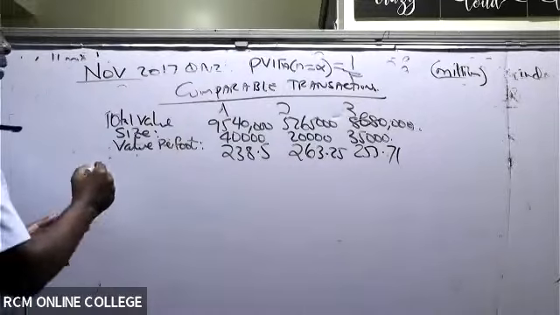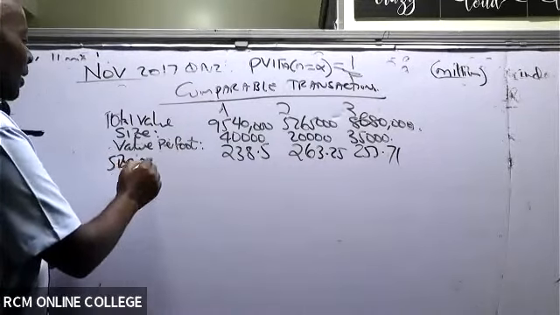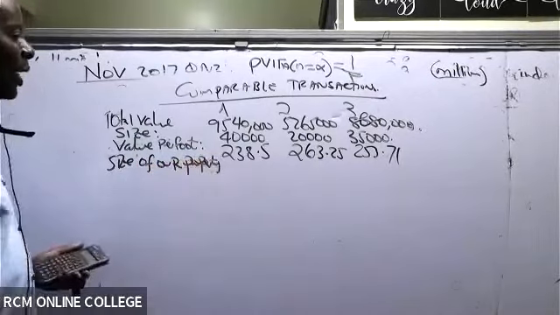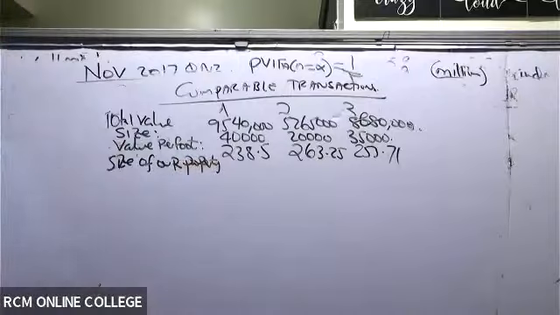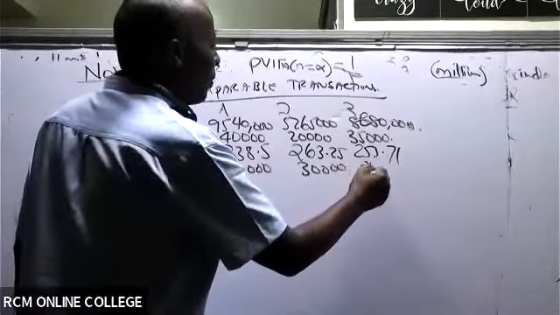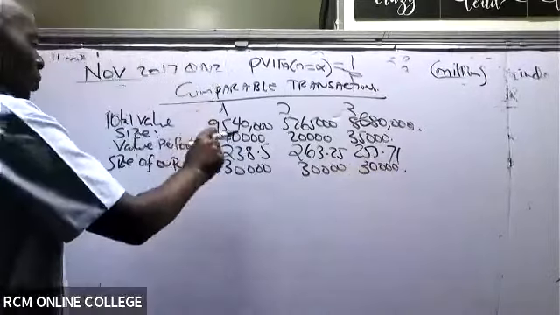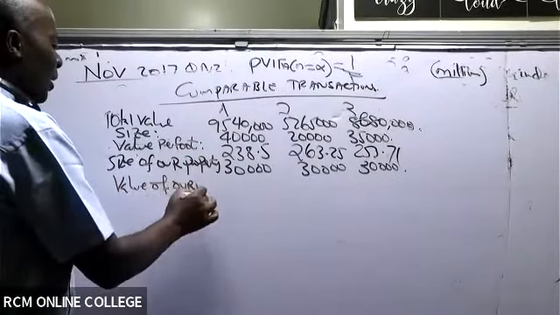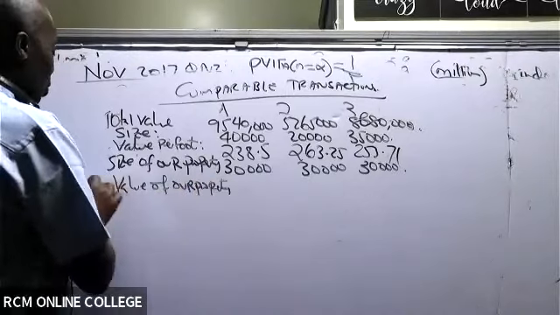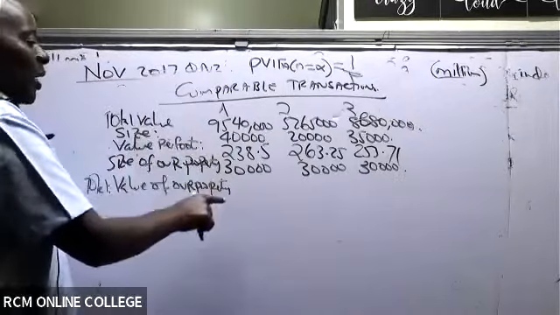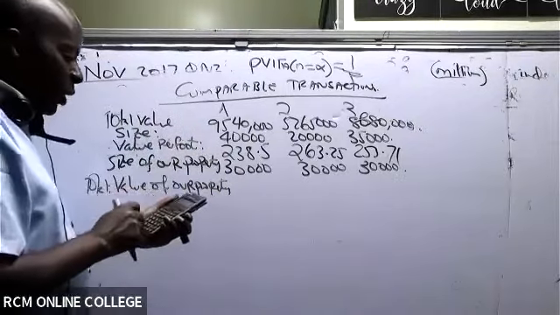Yes. And then now we have here the size of our property to be valued. Regardless of the property in question, our property is 30,000 feet. Therefore, on the basis of this, you'll be able to get the total value of our property. So remember, this is per foot. So on the basis of property 1, our property will be valued at what?